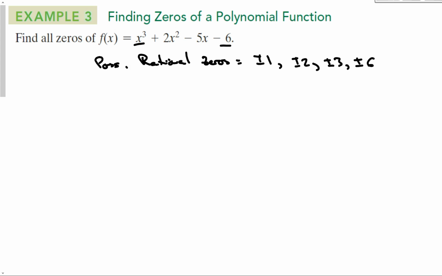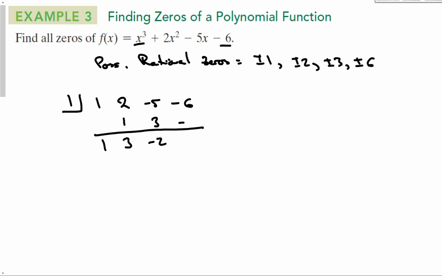Okay, so I'm going to guess a 0 that might work. And I'm going to start at the most logical place with 1. So I'm going to start with 1. I'm going to use synthetic division, which hopefully you remember, we strip only the coefficients. So that's 1, 2, minus 5, minus 6. And let's see if this works. Bring down the 1, multiply, add, multiply, add, multiply, add. That is my remainder. It's not a 0. 1 is not a 0 of this polynomial.